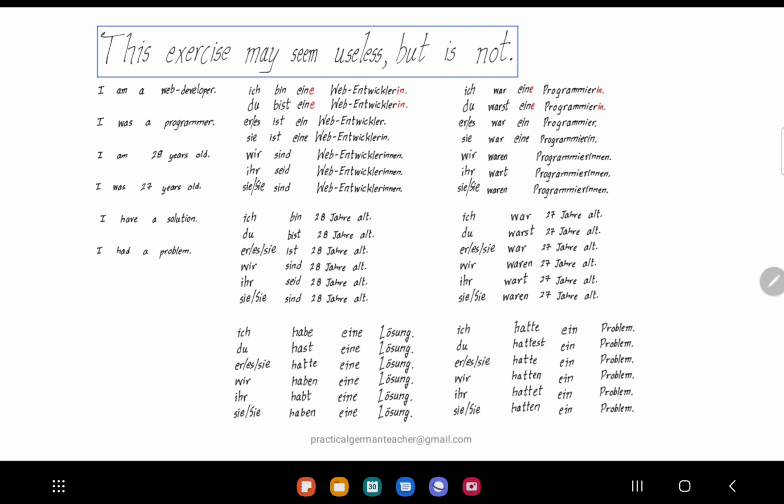If you are saying you are a web developer, you can say du bist ein Webentwickler. If you are describing a woman, you will say du bist eine Webentwicklerin. And then you do the same exercise for er, es, sie, wir, ihr, and Sie.